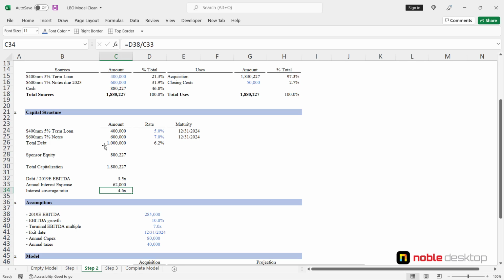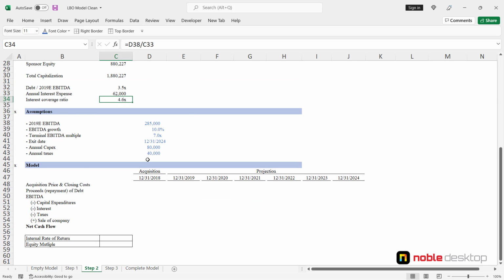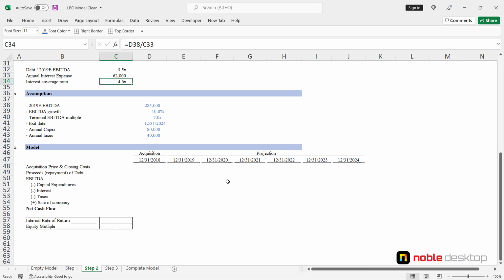So again, what I would do here, I would take comps for similar transactions and compare the interest coverage ratio for other similar sized transactions in the industry to understand if my interest coverage ratio makes sense for that deal as well. We just completed the capital structure calculation. Next is building the model itself and calculating internal rate of return and equity multiple in step number 3.